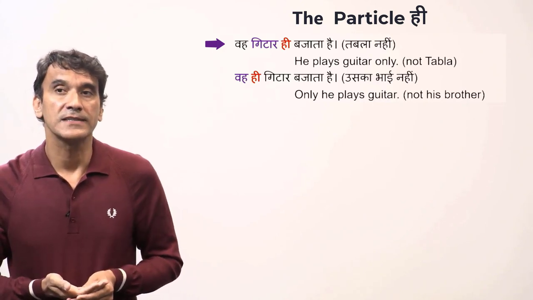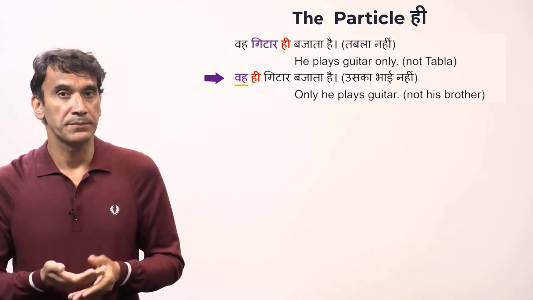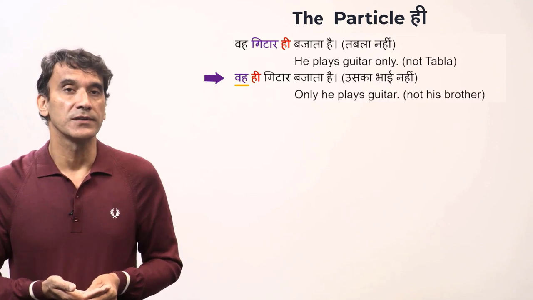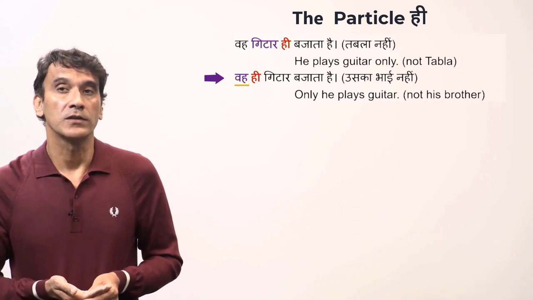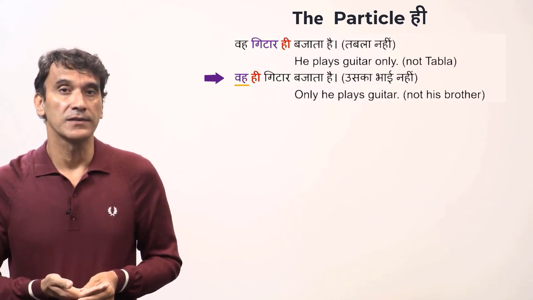Let's take the same sentence and move "hi" to some other place. "Wo hi guitar bajata hai", in parenthesis, "uska bhai nahi". Only he plays guitar, not his brother. Now the word "wo", the subject pronoun, is emphasized. Only he plays guitar, not his brother.